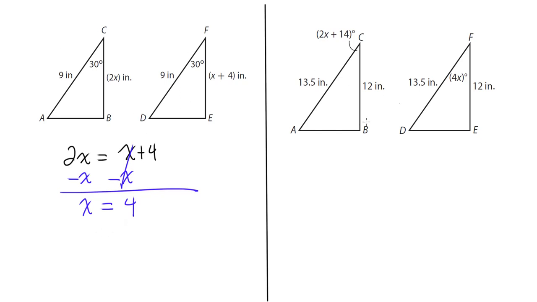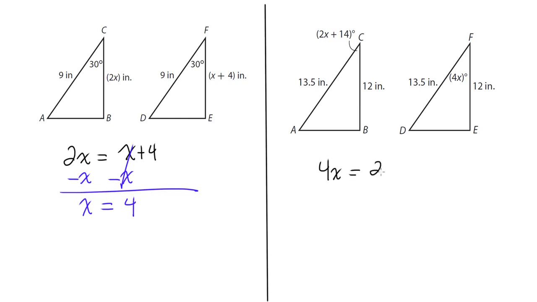Let's take a look at this second example. I see that side AC is 13.5 inches and DF is also 13.5 inches. Side BC is 12 inches and side EF is also 12 inches. So in order to have SAS, I need the included angles C and F to be congruent, to be equal to each other. So I can use that once again to write my equation.